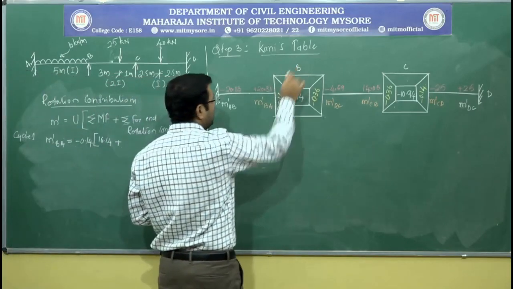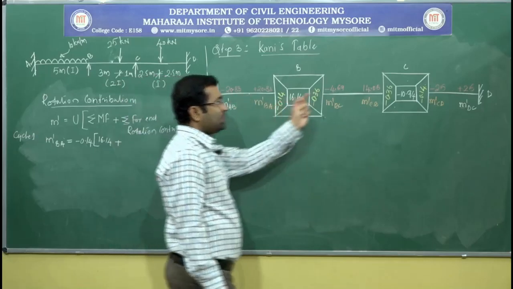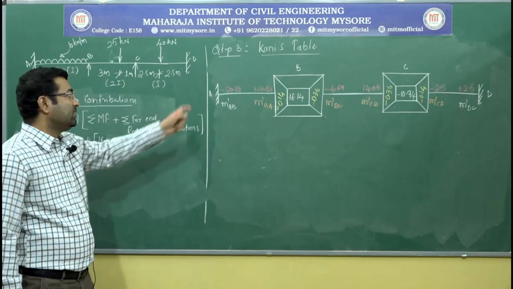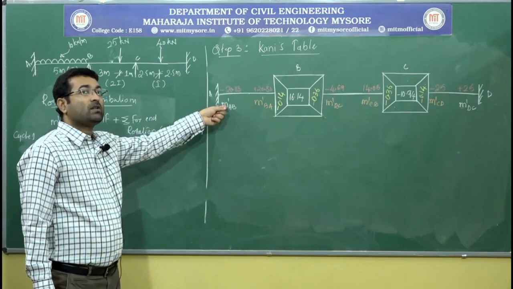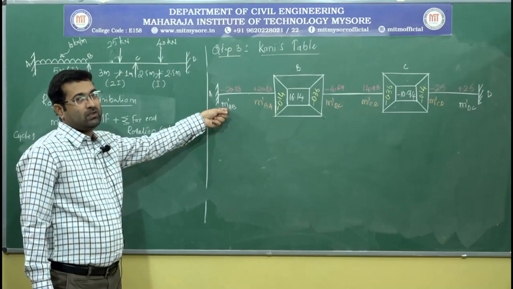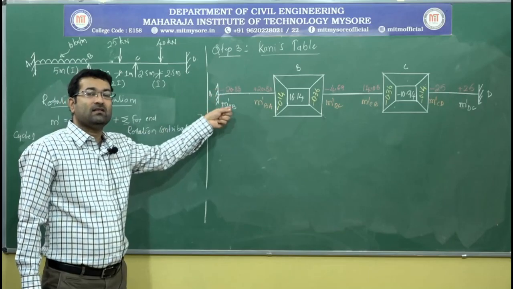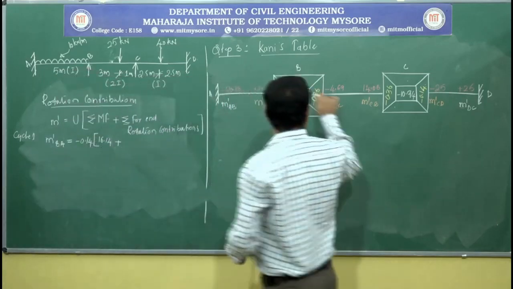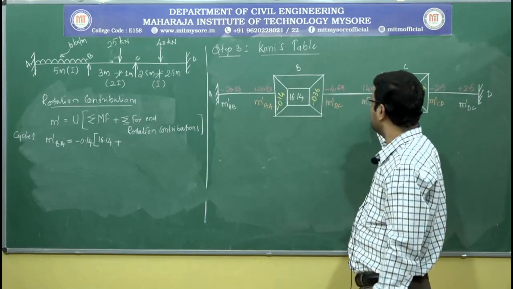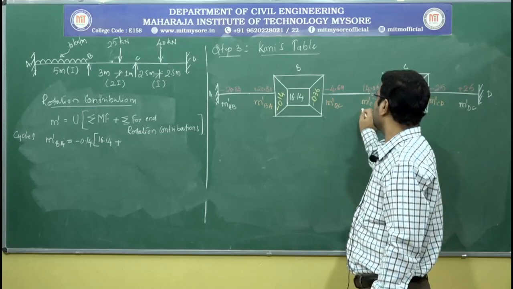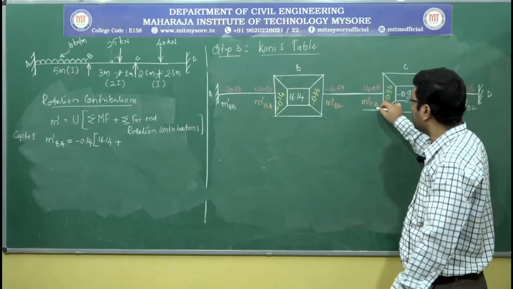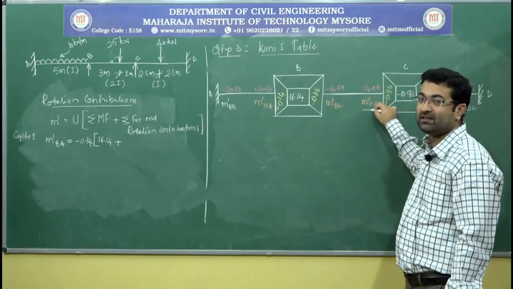See, at joint B we have two members, one is BA and another one is BC. So for BA member, which is the far end? Far end is A. So how much is the rotation contribution at far end A here? M dash AB? I don't know, because we have not worked out, so we will consider it as 0. And for BC member we have C as the far end. For far end the rotation contribution is M dash CB. At this stage in the first cycle we have not calculated this value, so I will treat this as 0.